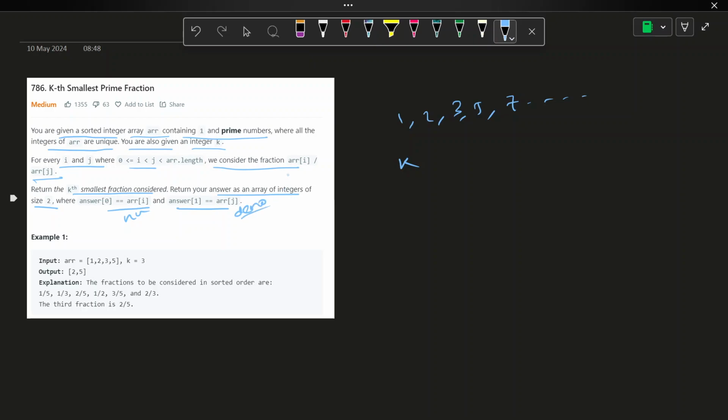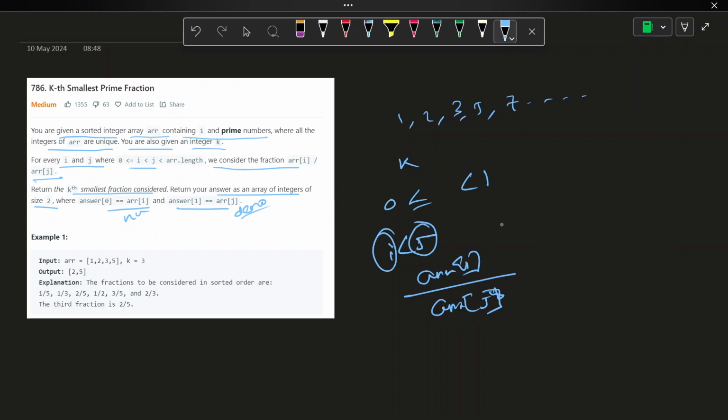Okay. So one observation is that the fraction value will always be between 0 and 1. Why? Because they have mentioned that i is less than j. Now arr[i] by arr[j]: j is on the right side of i, so arr[j] will always be greater than arr[i]. Why not greater than or equal? Because each value is unique. Here it is mentioned that all values are unique, so it cannot be possible that two or three are repeating.